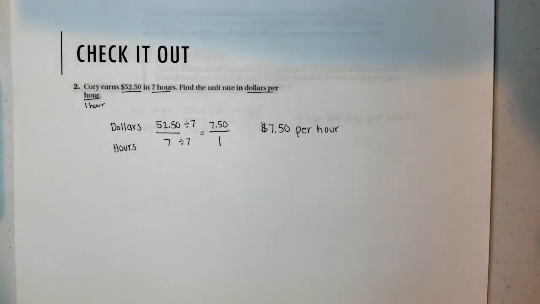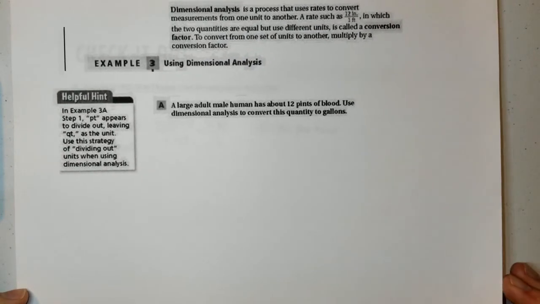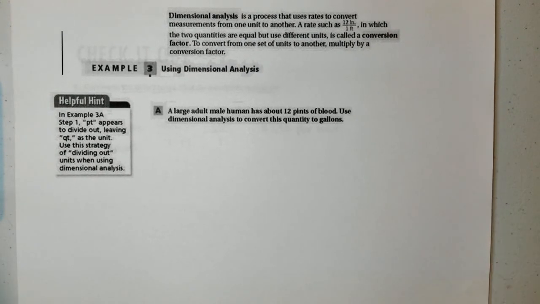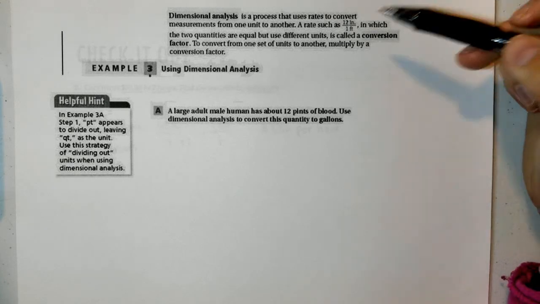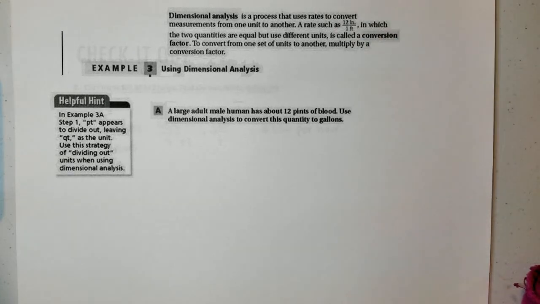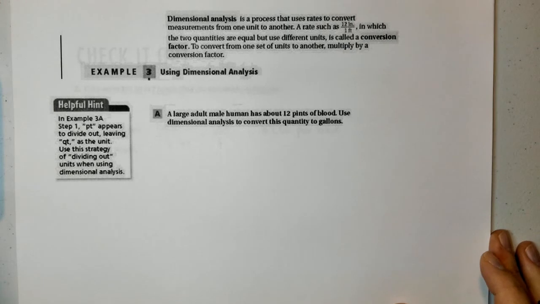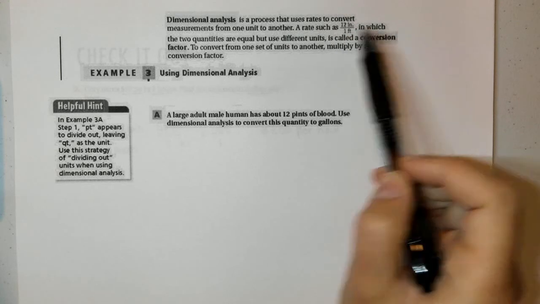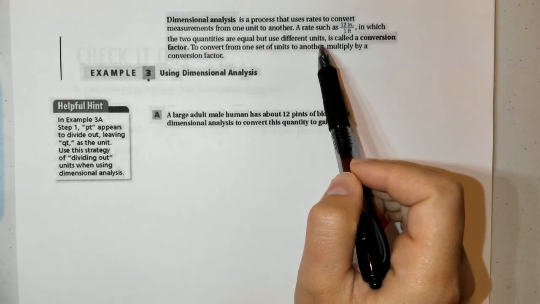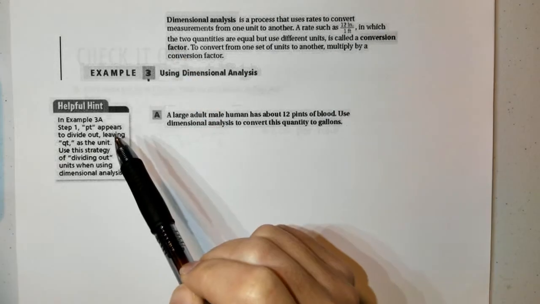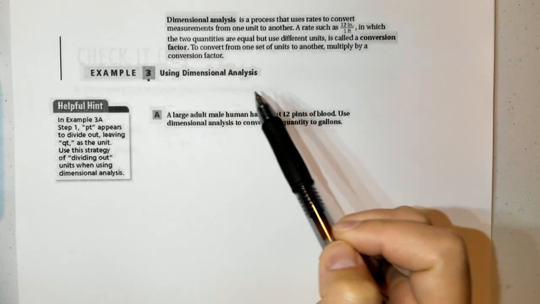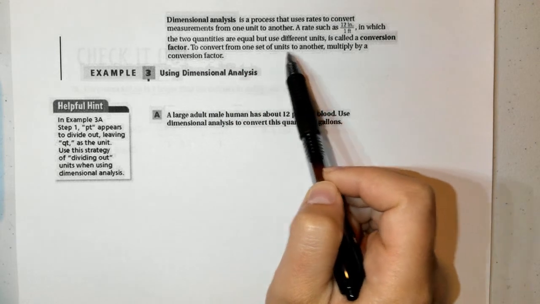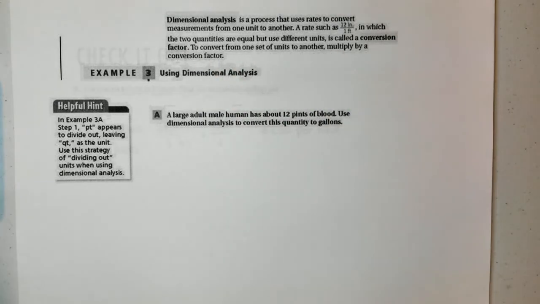Now we're going to look at example 3. This deals with dimensional analysis. So dimensional analysis is a process that uses rates to convert measurements from one unit to another, such as 12 inches is 1 foot. So we might have to convert from inches to feet or feet to inches. So a rate such as 12 inches over 1 foot, in which the two quantities are equal but use different units, is called the conversion factor. Okay, so 12 inches in 1 foot is called the conversion factor. To convert from one set of units to another, multiply by a conversion factor.